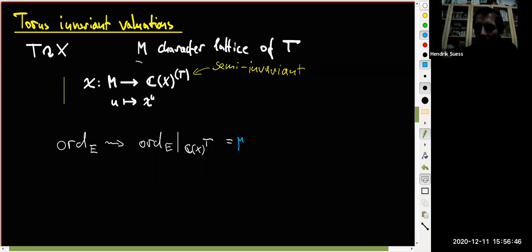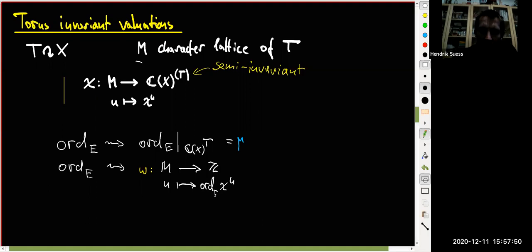Okay, and then I can associate a second object to my valuation. So I can associate some functional W, which takes a weight, so an element from my character lattice. Oh, sorry. So let's say it goes from M to Z. So it takes an element from my character lattice. And then we had seen that, or we came up with, a section from the character lattice to the semi-invariant functions. So I can associate to u my semi-invariant function psi_u. And then I simply apply my valuation coming from my divisor E.